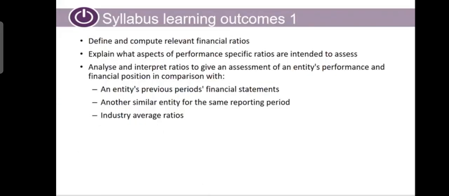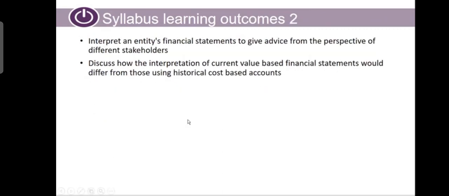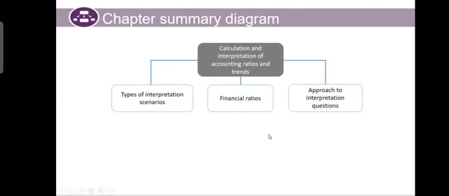So define and compute the relevant financial ratios. Explain what aspects of performance specific ratios are intended to assess. Analyze and interpret ratios to give an assessment of an entity's performance and financial position. And then we move to here. So we've got here types of interpretation scenarios, financial ratios, and approach to interpretation questions.